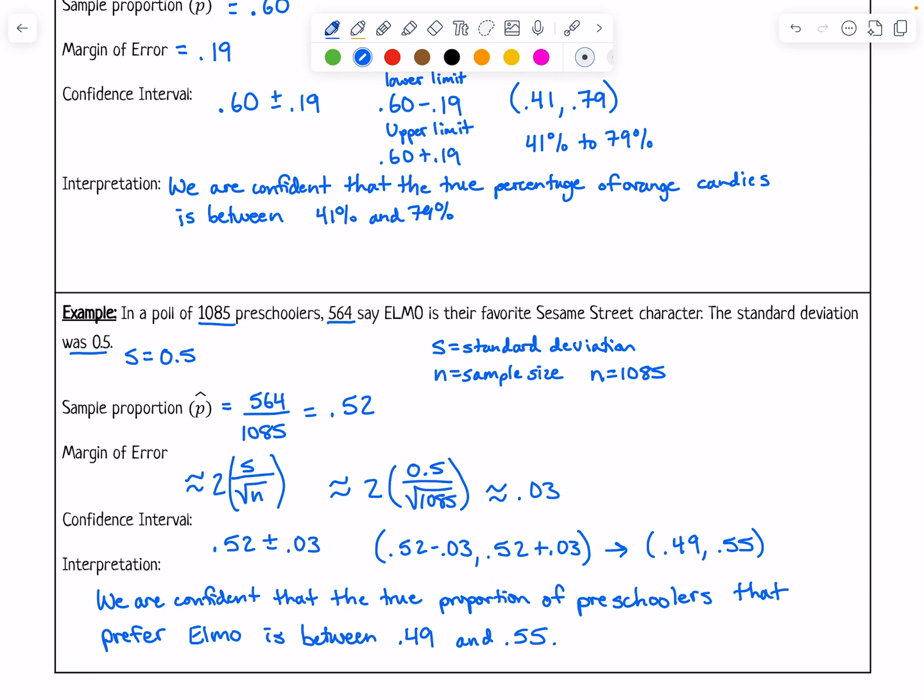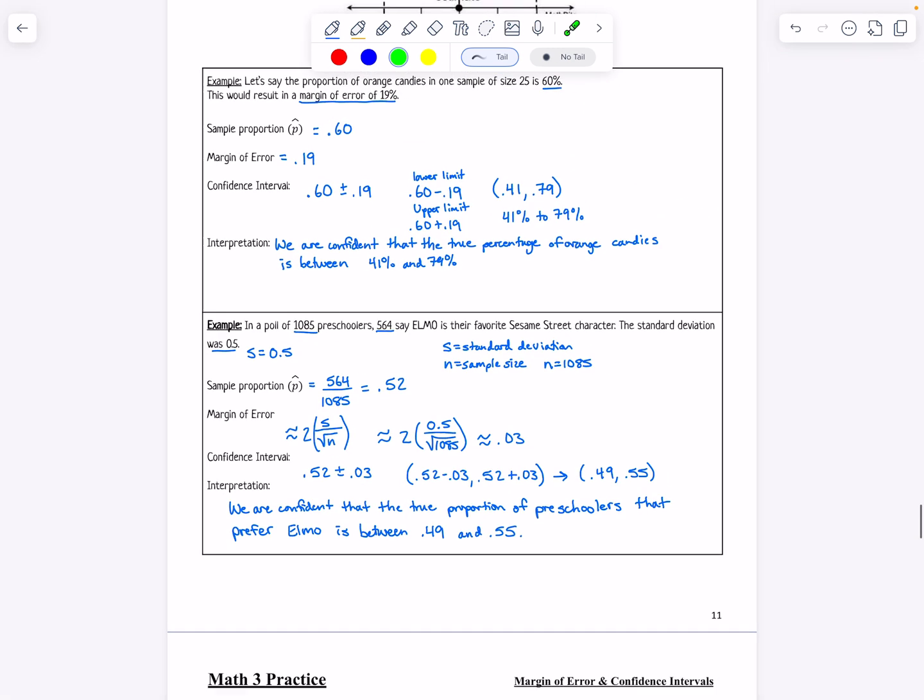Again, you can write those as percentages, or you can write that as a proportion. It would be estimating that if we could ask all of the preschoolers in the population, we feel confident that the true number that think Elmo is their favorite would fall between these two values, which again is a stronger way to state your data than just saying this one sample gave me this proportion. Okay, so that's it for now for margin of error and confidence intervals.